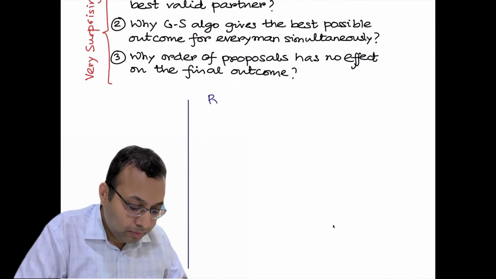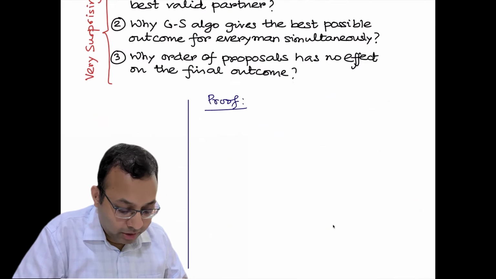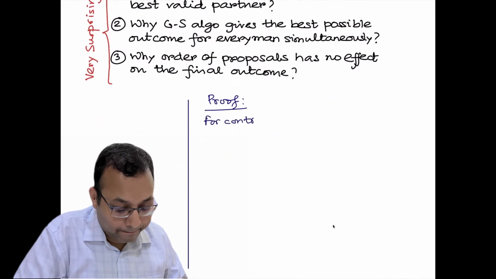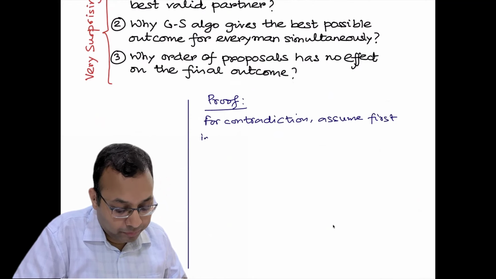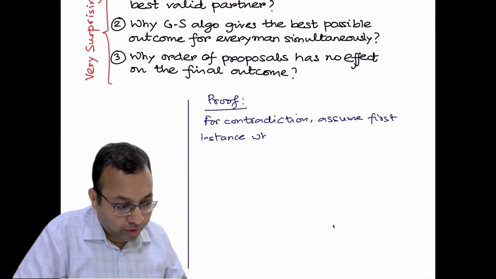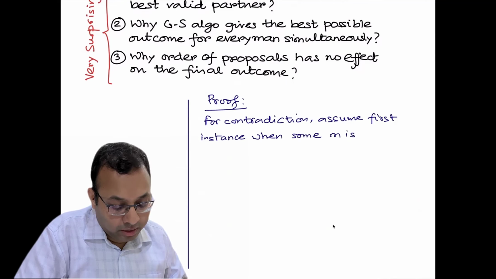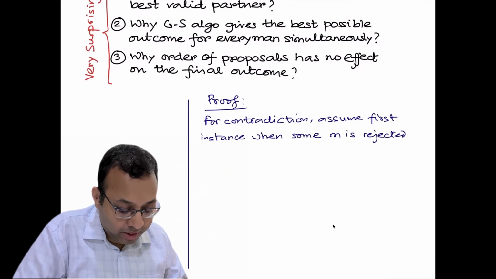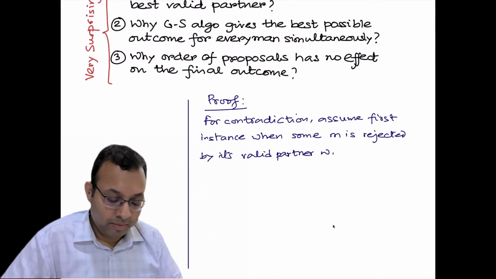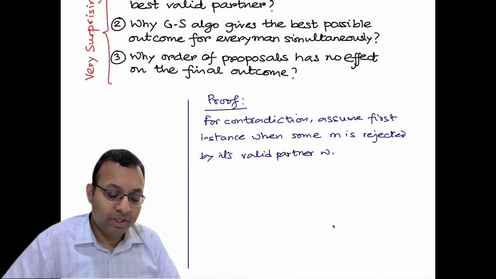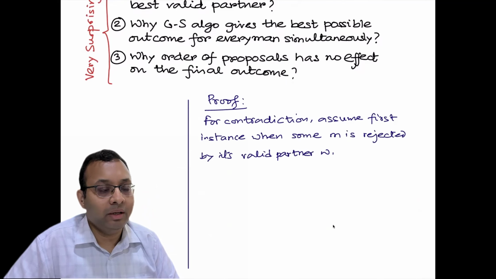Proof. We'll again use contradiction. For contradiction, assume the first instance when some M is rejected by its valid partner W. In the algorithm, men are proposing one by one, and the first time M is rejected by its valid partner W, we look at that instance.